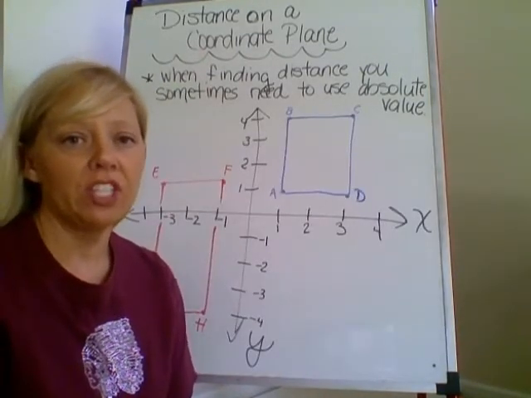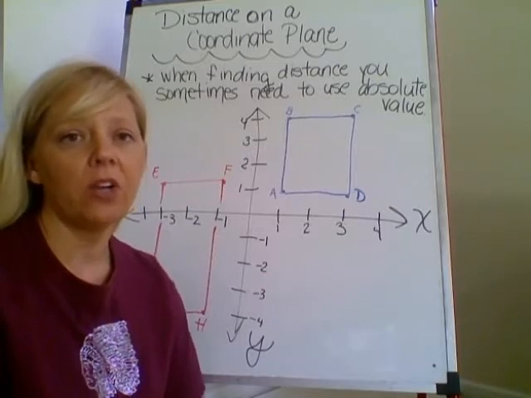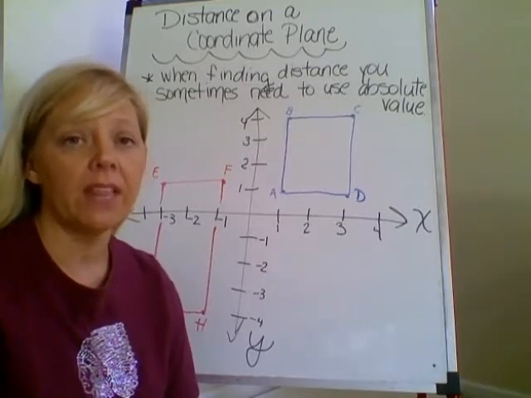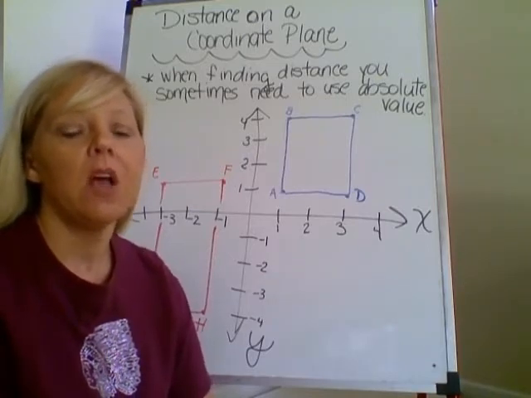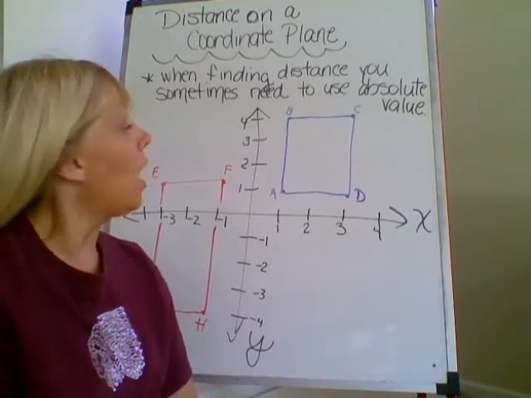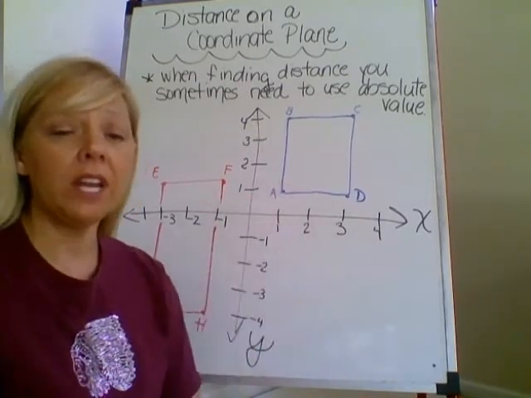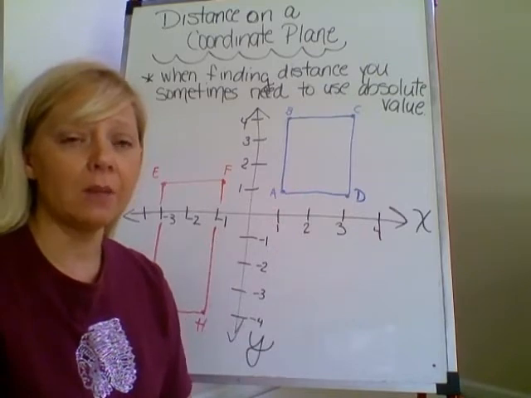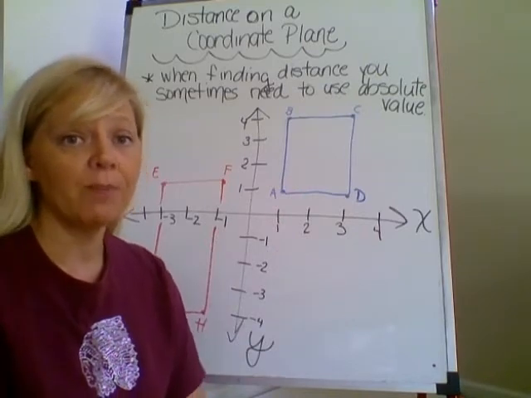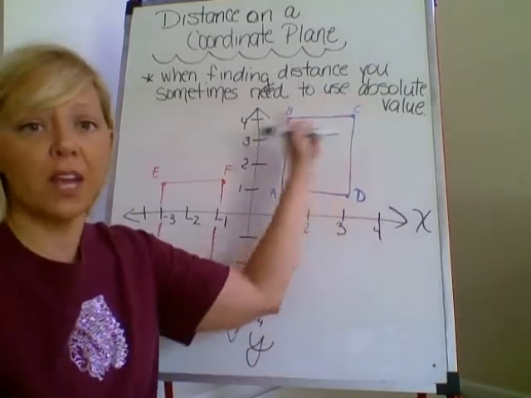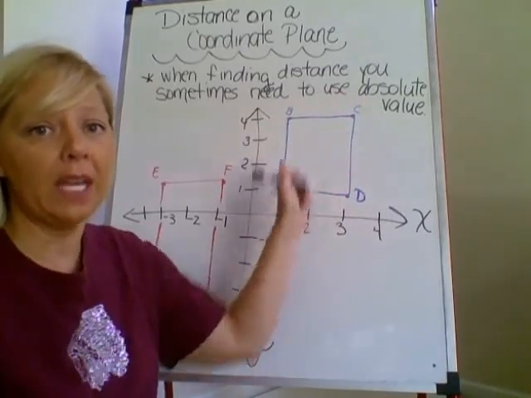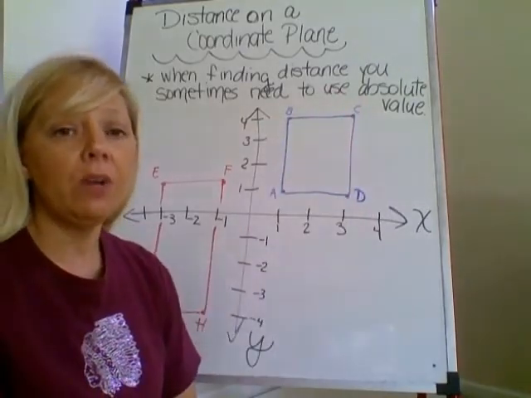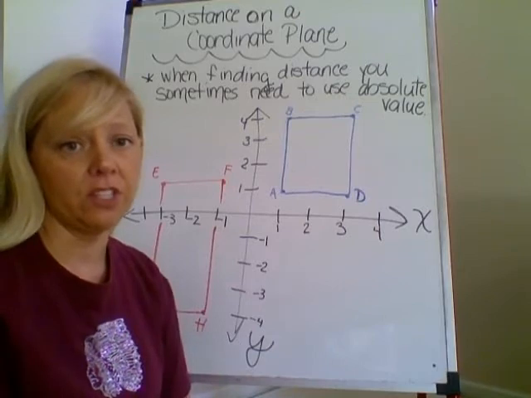What about if we have a shape like a square or a rectangle or something like that? How can we use distance on a coordinate plane? Well, same thing, and we can actually use it to find area and perimeter of a shape. So let's take this first rectangle, my blue rectangle. I've labeled it A, B, C, and D, and I want to find the perimeter and the area of this shape.